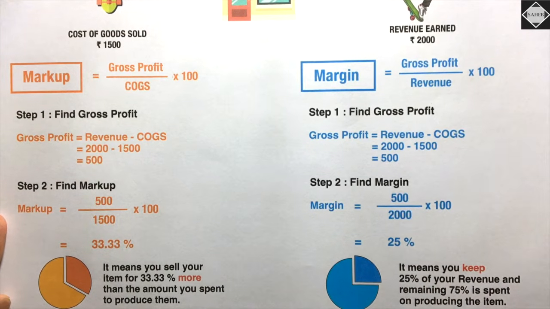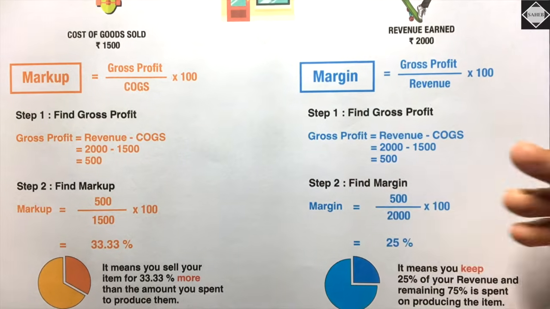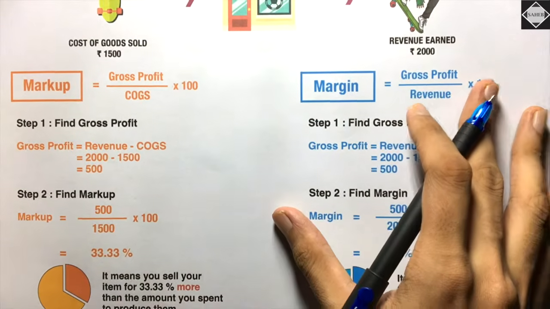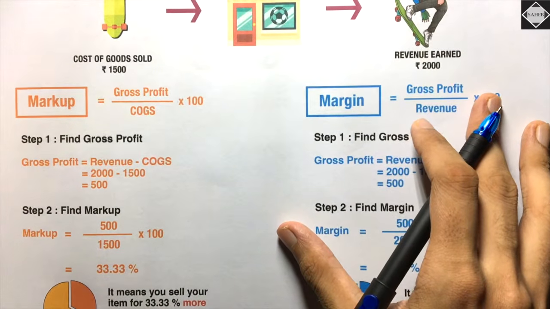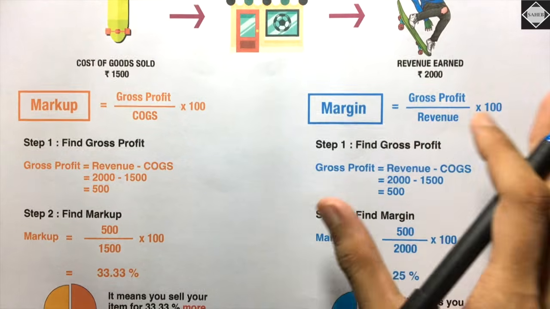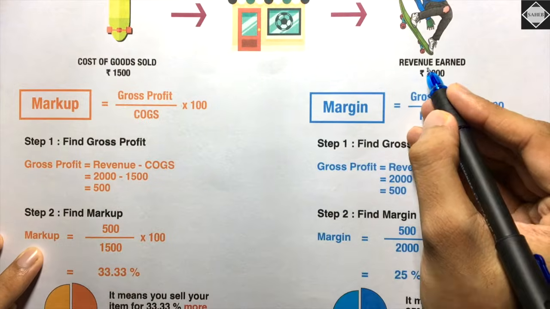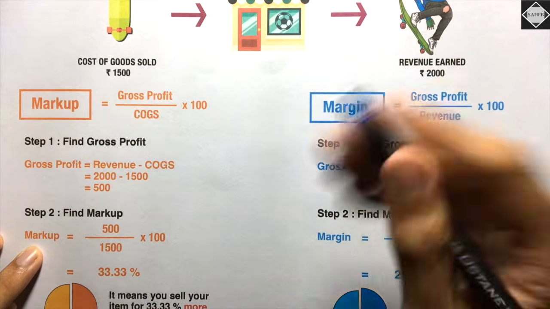Okay, now one more thing that is there here. Sometimes what happens in a question, in any chapter, this concept is there everywhere. In every finance or accounting chapter you will find this. So what will happen is they will give you markup, and they will give you revenue, and they will ask you to calculate profit.